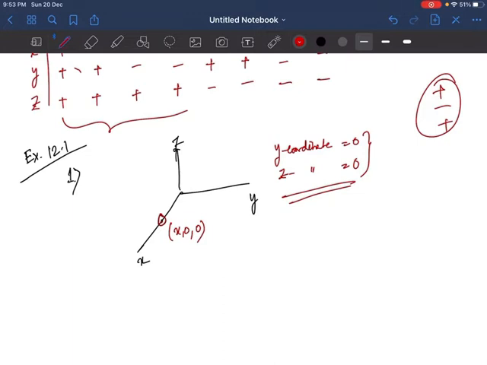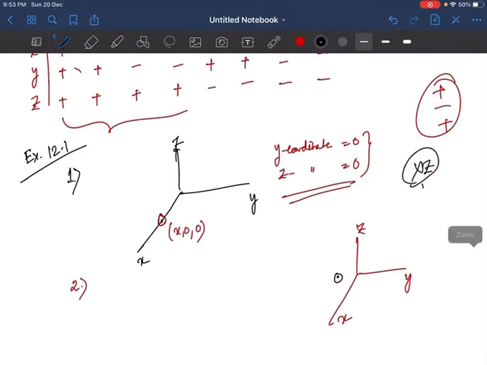Now question number 2 says a point lies in the xz plane. So let me just draw the diagram. Here we have z, here we have x, and here we have y. Suppose the point lies here, in the xz plane. I told you in the xz plane the coordinates are x, comma, 0, comma, z. Y is always 0. It's so easy. In the xz plane, the y coordinate is equal to 0. Clear?